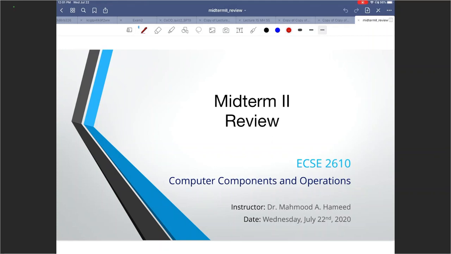So we have our midterm 2 for CoCO tomorrow, Thursday, July 23rd. It is going to be during the regular class time. So the agenda for today is just talk about some logistical details of the exam, the reference sheets that you are allowed to use during the exam, some example problems, the format of the exam, and then I'll take your questions.